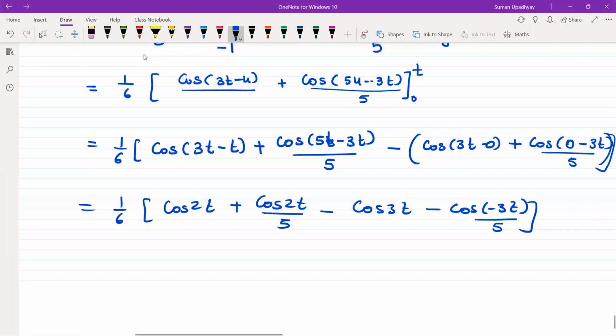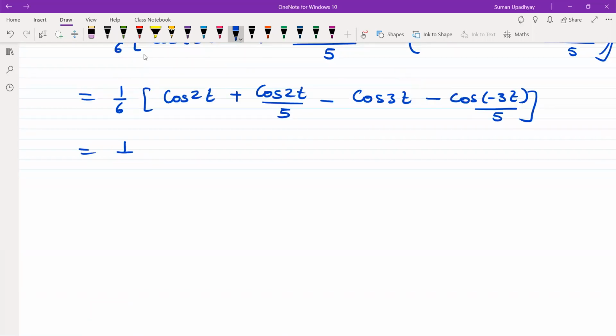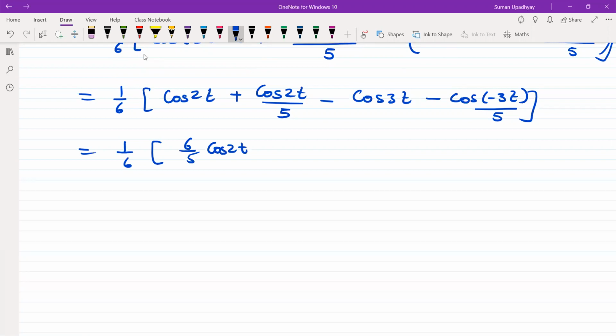All right. Now next, it is going to be 1 by 6 cos 2t plus 1 by 5 cos 2t. How much will it become? I think it is going to be 6 by 5 cos 2t. Then minus cos 3t. What is cos of minus 3t? Cos of minus theta is cos theta only. So it is going to be minus cos 3t upon 5.